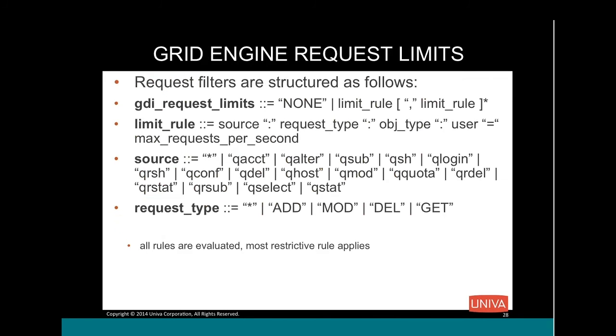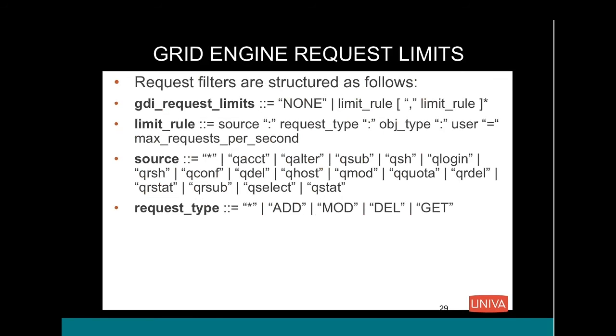So there is quite an interesting structure to it. Again, you must specify GDI request limits as a Qmaster parameter, and you can have none, which means there are no limits, or you can have a limit rule, followed by a comma, followed by a limit rule, followed by a comma, so you could have it ad infinitum. Each limit rule has a source, followed by a colon, a request type, followed by a colon, an object type, followed by a colon, and then it has the limit, which is user equals max requests per second.